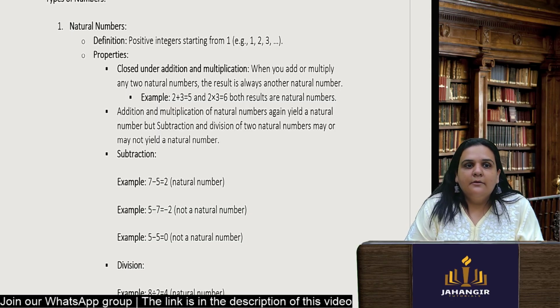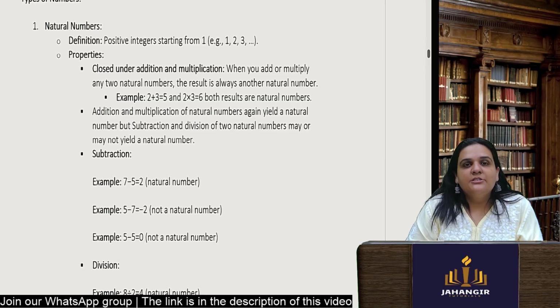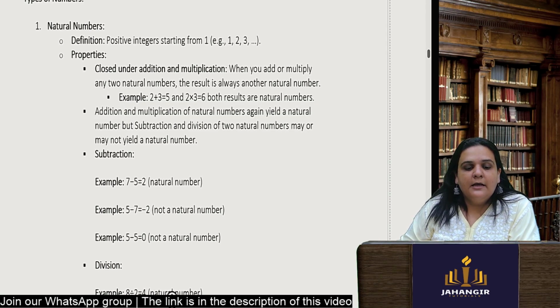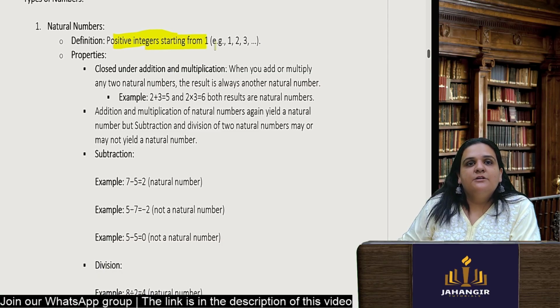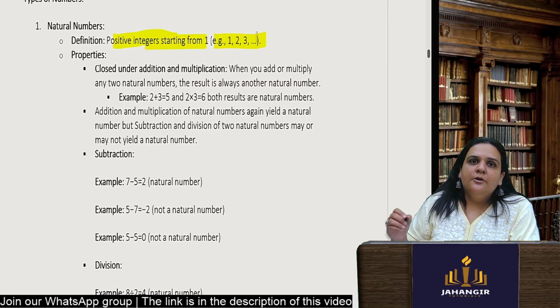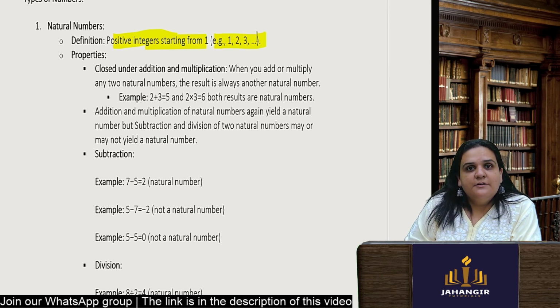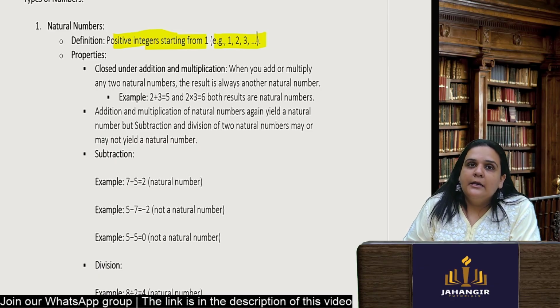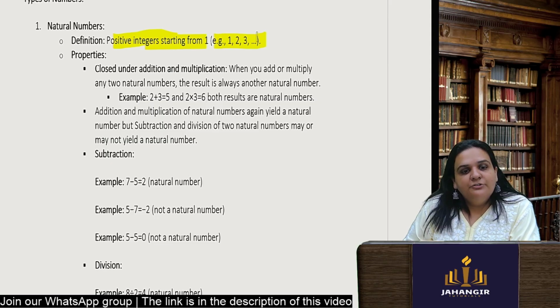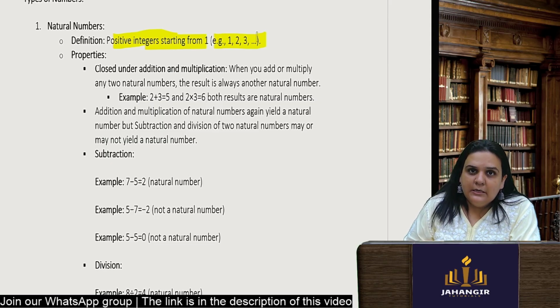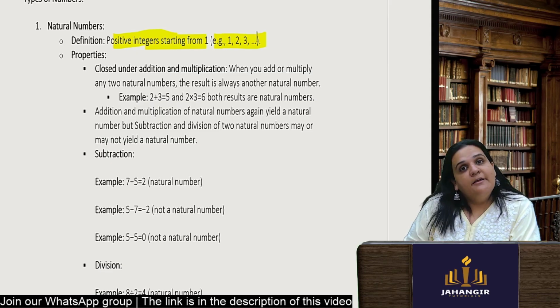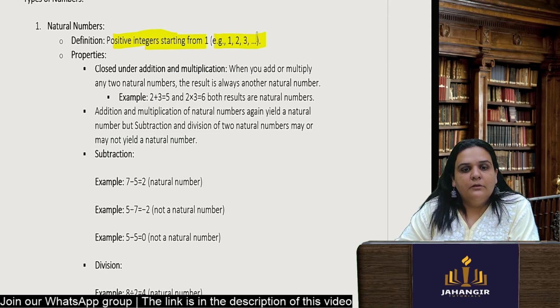Coming again to natural numbers, they are nothing but positive integers. They begin from 1, 2, 3 till infinity. If I add these positive integers, I am going to get another natural number. If I subtract also, I may get a natural number. There can be some cases where I will not get a natural number.